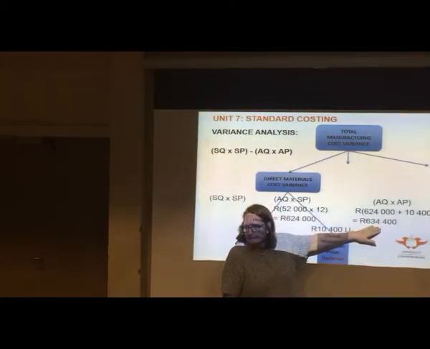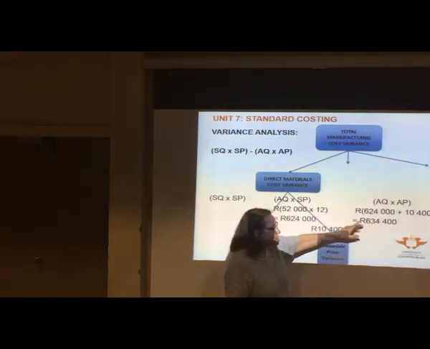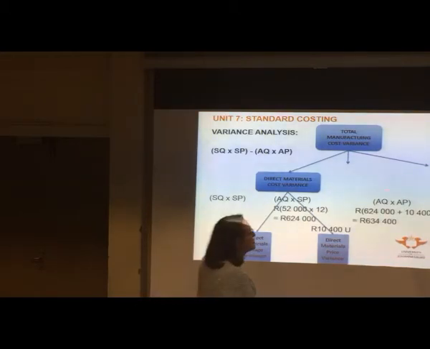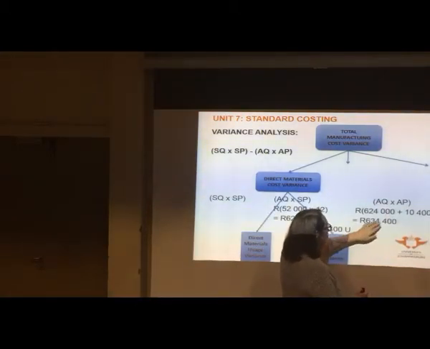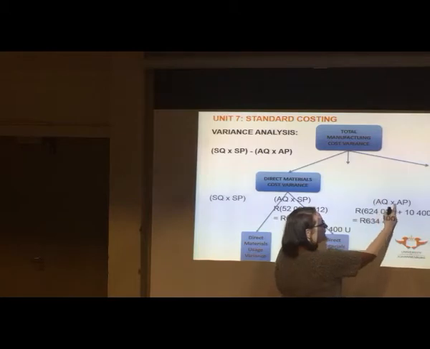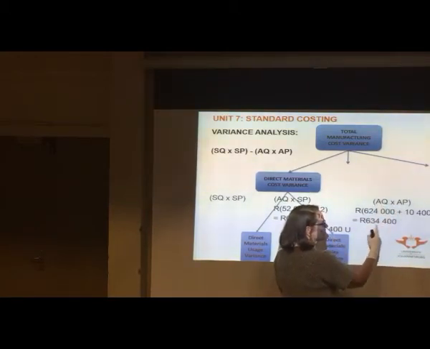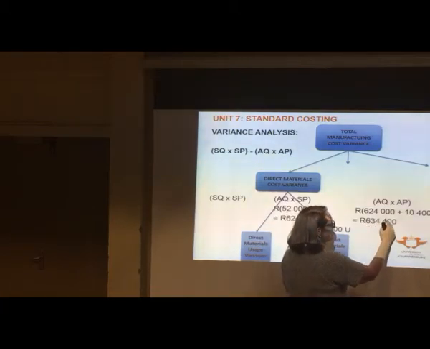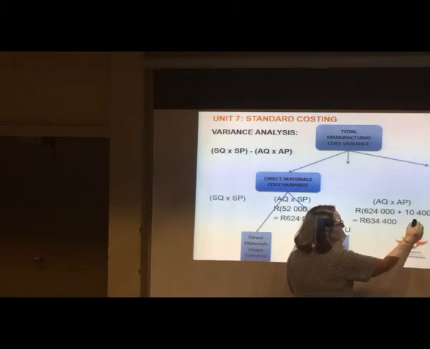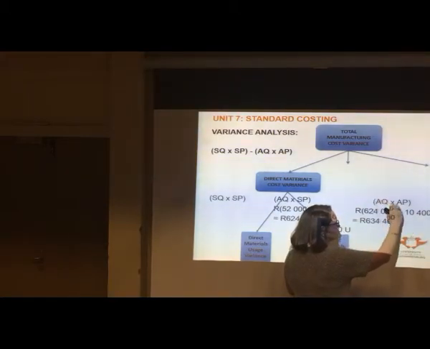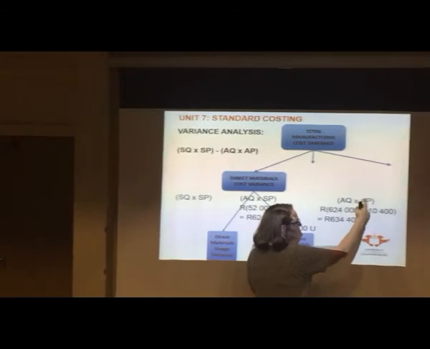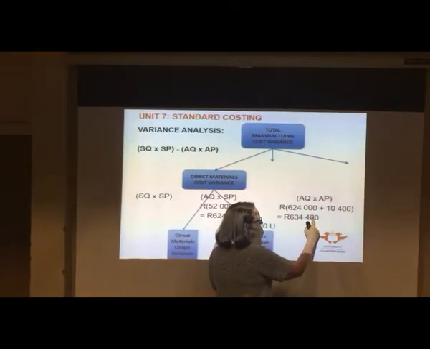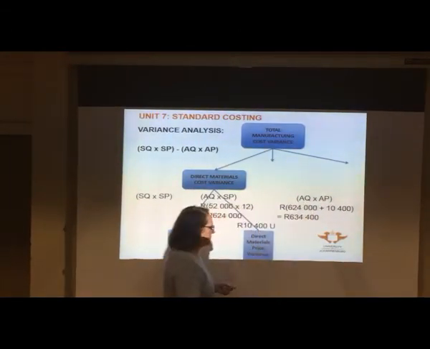That makes sense? By 52,000, by your actual quantity. Okay, so now you know that your actual quantity times actual price must equal 634,400. You agree? So you say 634,400 is equal to actual quantity times actual price. But you want to know the actual price, so you take the actual quantity from that side to that side. So actual price is 634,400 divided by 52,000.